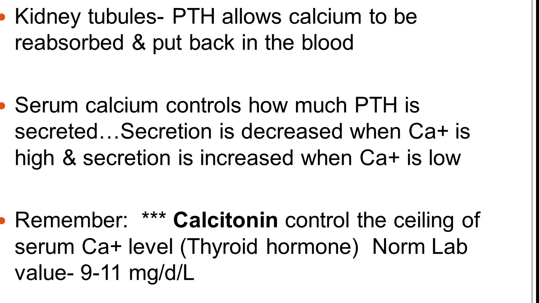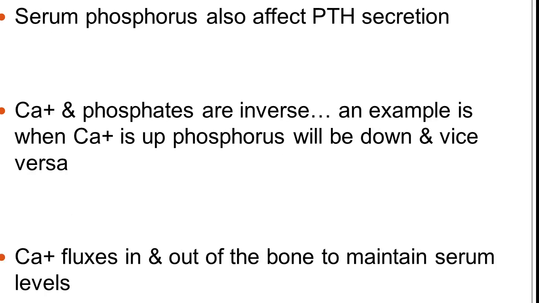So that is how PTH works with the kidneys, the bone, and the intestines. Remember, serum phosphorus also affects PTH secretion, because calcium and phosphates are inverse. An example is when calcium levels are up, phosphorus will be down, and vice versa. And calcium fluxes in and out of the bone to maintain serum levels. So now it makes sense that when we talk about the oversecretion or undersecretion of PTH, we're going to definitely have serious calcium and phosphorus problems, okay?